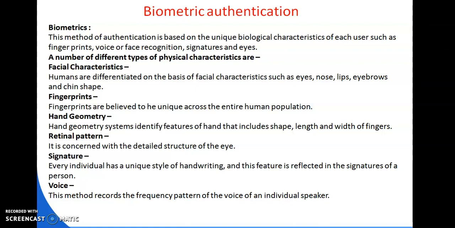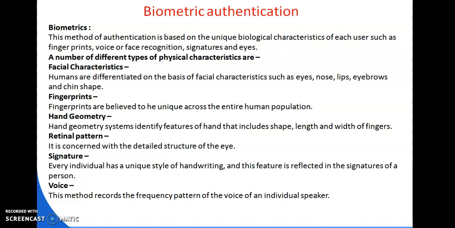Hand geometry systems identify features of the hand that include shape, length, and width of fingers. Retinal pattern is concerned with the detailed structure of the eyes. Next, signature: every individual has a unique style of handwriting, and this feature is reflected in the signature of a person. This method records the frequency pattern of the voice of an individual speaker.